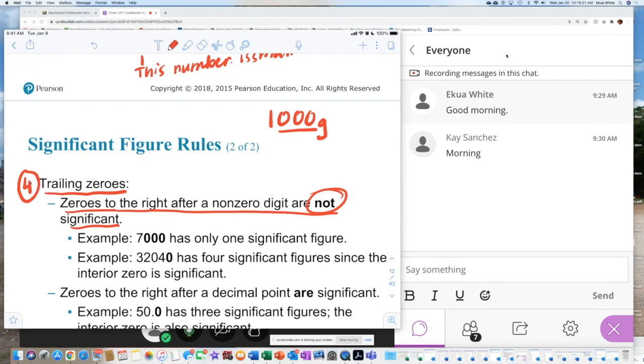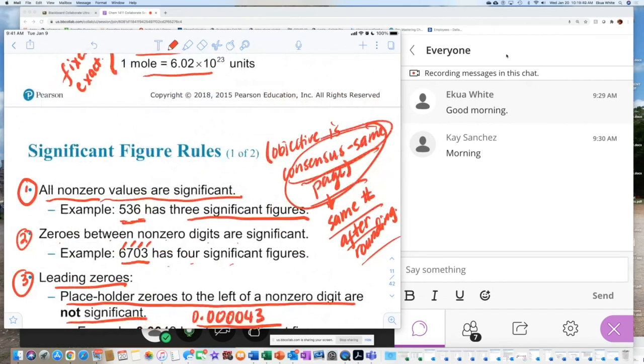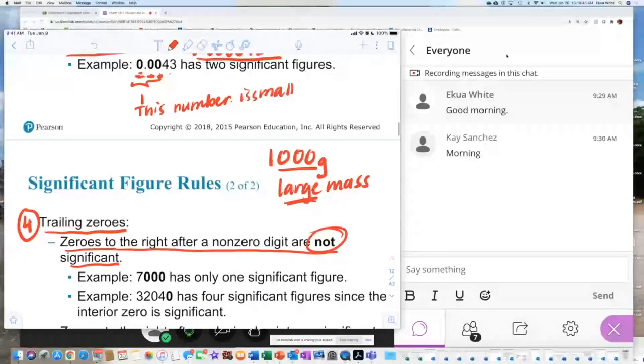But they are significant in communicating to the person making the measurement. This is a large mass, especially in a chemistry lab. So the more zeros you have, the more you're communicating very large. But for the purpose of being on the same page, estimating correctly, and having the same number after rounding, this is not important. It's not significant.